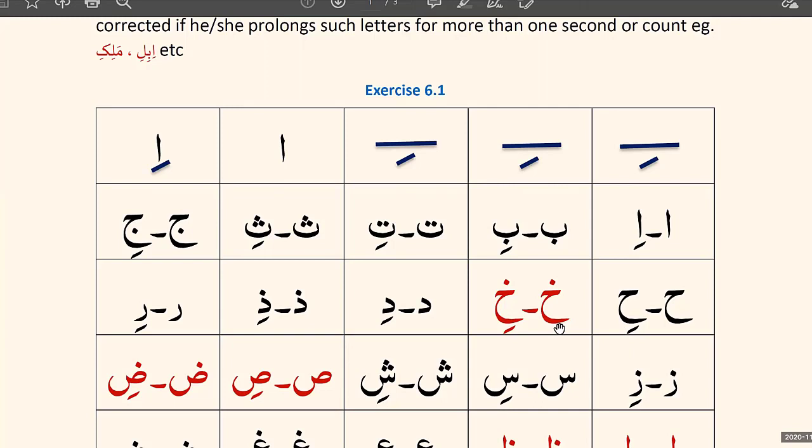Kha, khi. Now this kha has been highlighted and color coded, so it means that this letter we already know about. We discussed it in the previous lessons. It will always be pronounced with a thick sound, with a heavy sound, a permanently thick letter. It is called in terminology mufakham. Mufakham means that it is a thick letter.